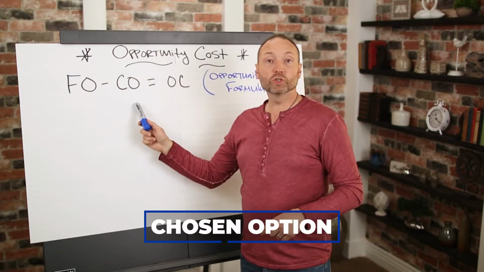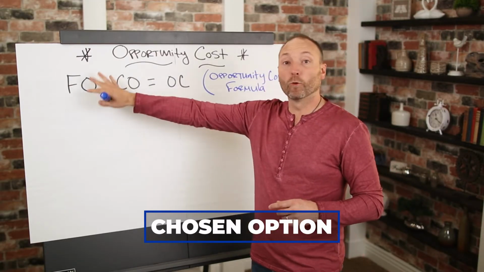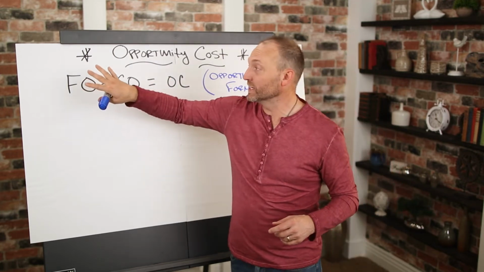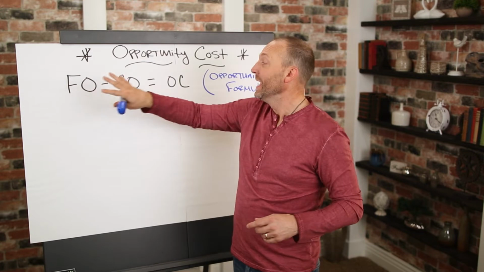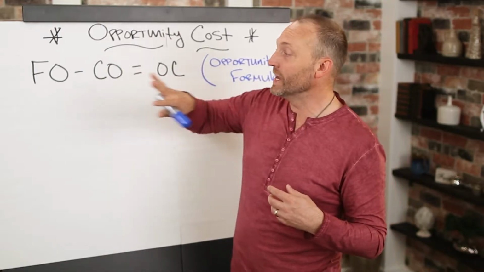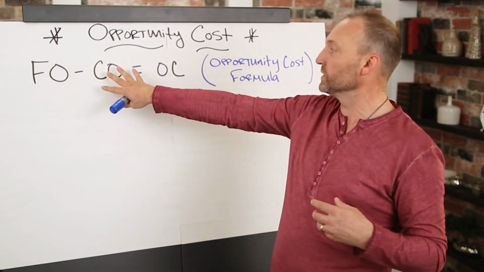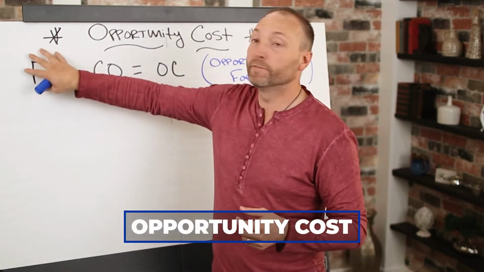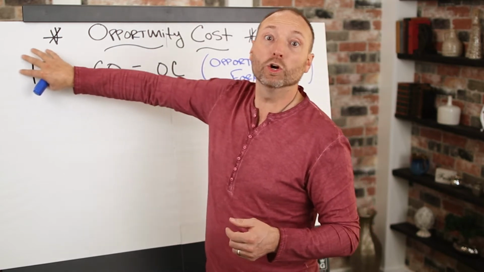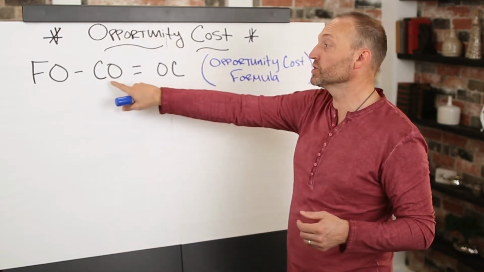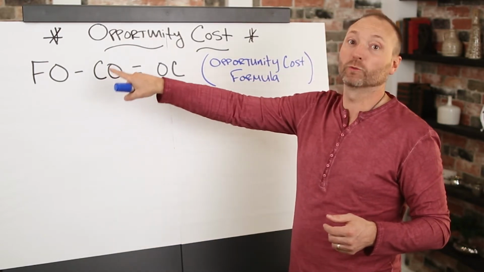The CO is the chosen option. So the FO is the foregone option. This is what you're not doing. CO is the chosen option. So I'm choosing not to do cryptocurrency or Bitcoin, and I'm choosing to invest in multifamily real estate. That was my reality. I'm choosing to not go the crypto route. I'm going the real estate route. And the OC is your opportunity cost. So you take the foregone option, this is what I could have made, minus what I did make. That's how much it cost me to choose what I actually chose.